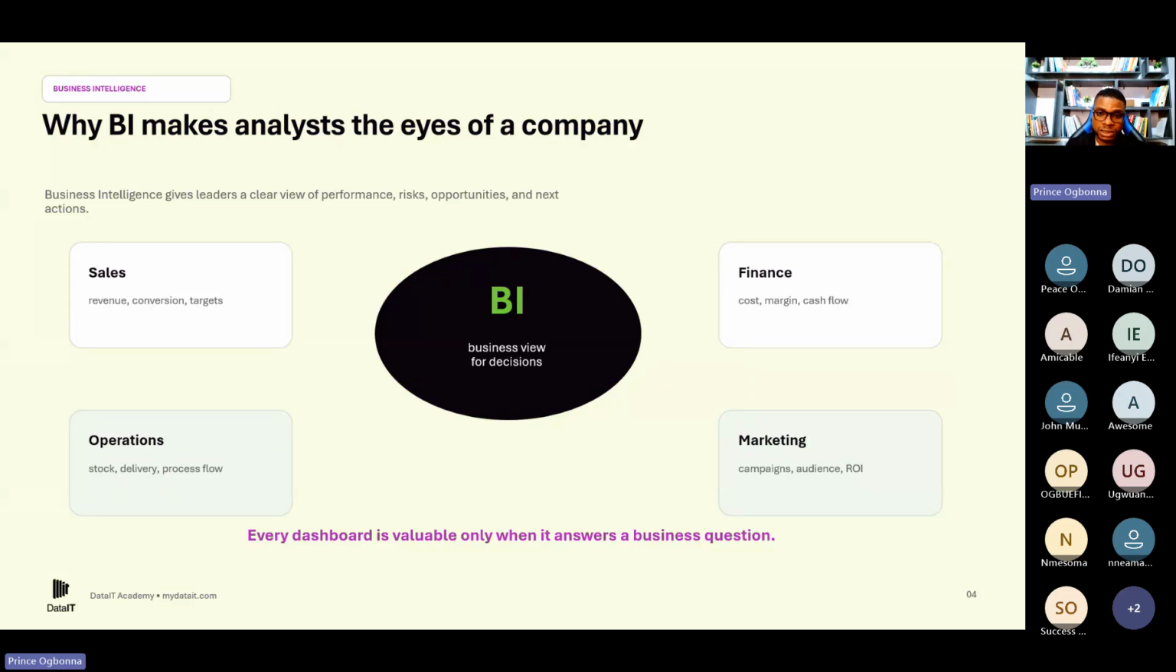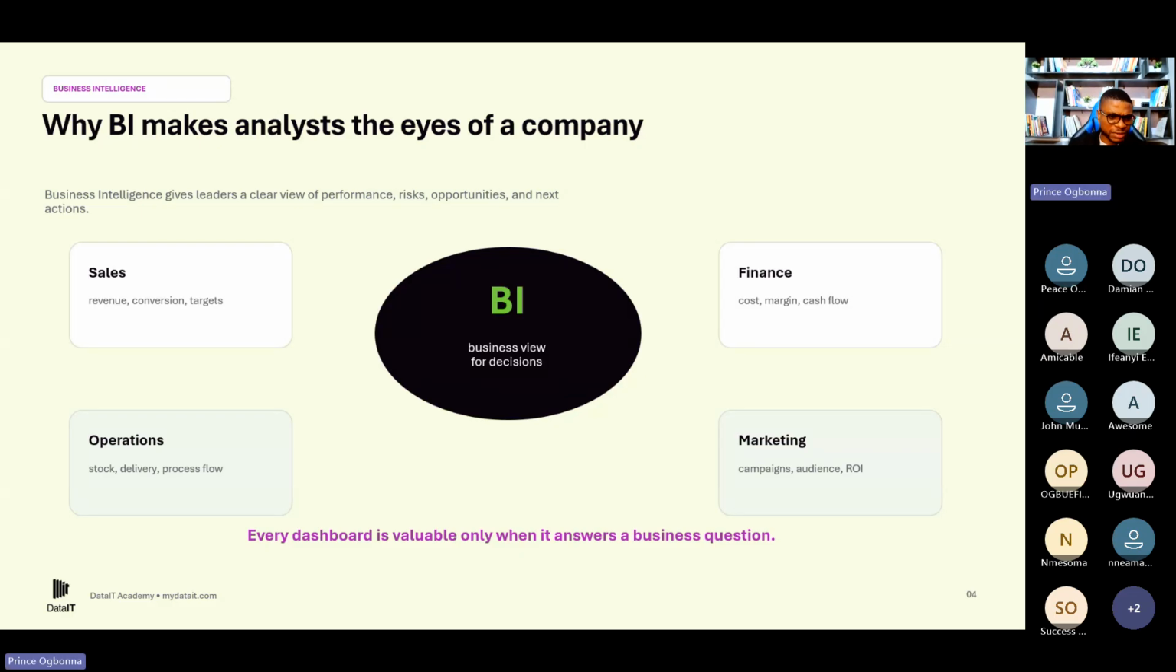And the company cannot scale because you're watching out for risk, you're watching out for opportunities, you're watching out for the next actions. So as a business intelligence person or a data analyst, you are the real superpower when it comes to directing companies, their direction.